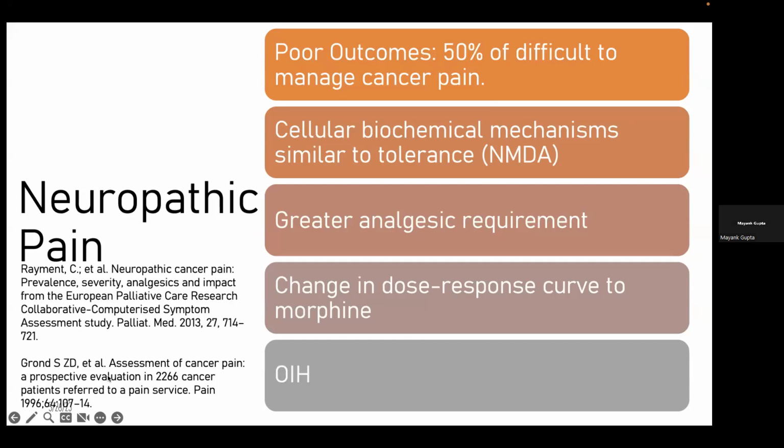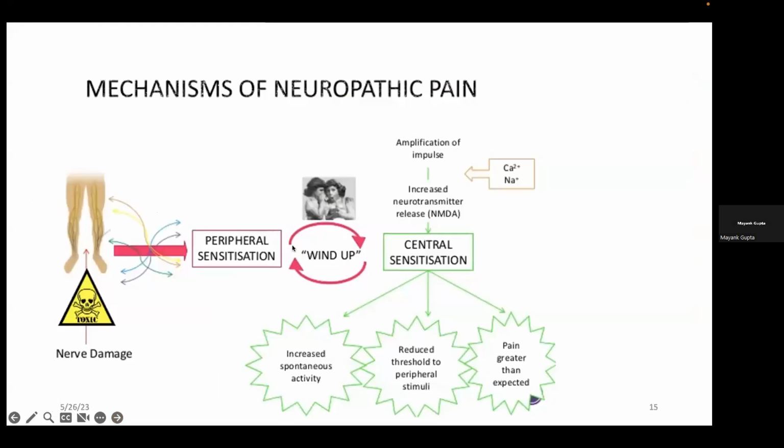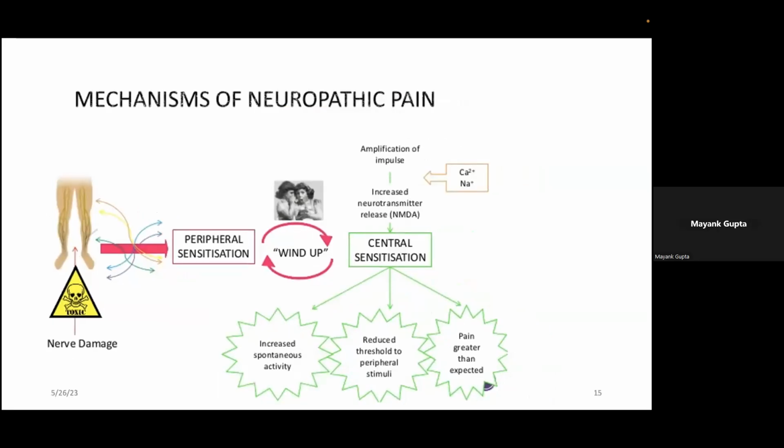A number of studies have shown that these patients have poor outcomes with the WHO analgesic ladder, to the tune of 40 to 50%. It's difficult to manage their pain with the WHO analgesic ladder because the pathophysiological mechanisms behind neuropathic pain are not very amenable to treatment with opioids. Some sort of changes occur within the nervous system. Wind-up phenomena occur, which lead to central and peripheral sensitization, which leads to neuropathic pain.